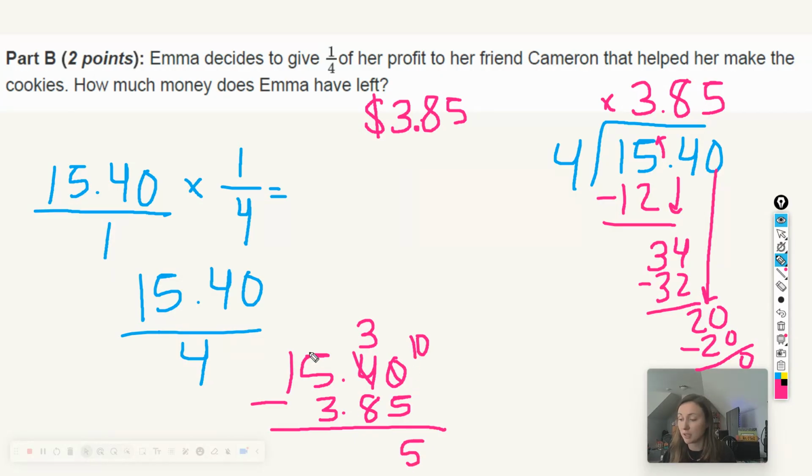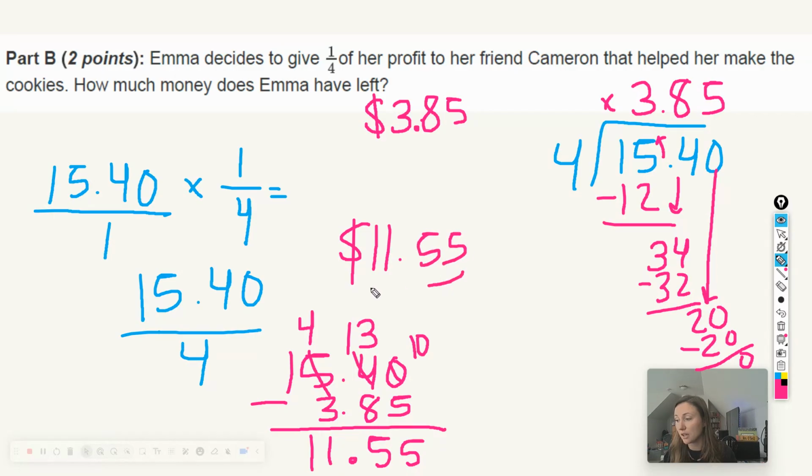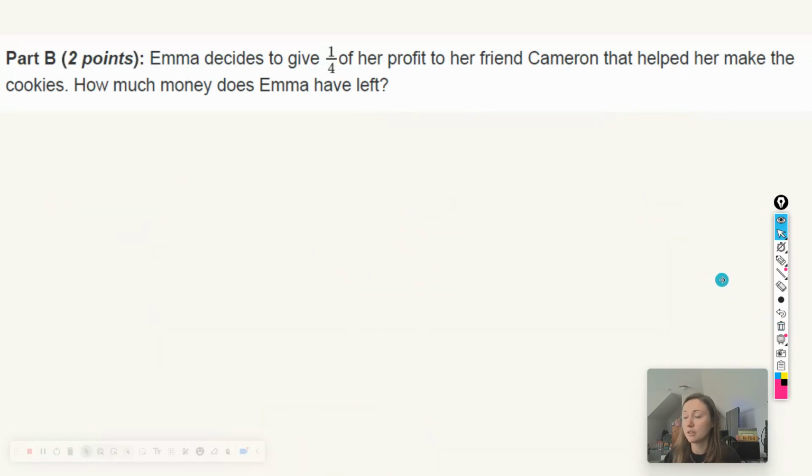I can't do 3 minus 8, so I've got to borrow again. The 5 becomes a 4, and now this 3 is a 13. 13 minus 8 is 5. Bring down my decimal. 4 minus 3 is 1, and then I bring down this 1. And so the final answer for part B is she has $11.55 left.